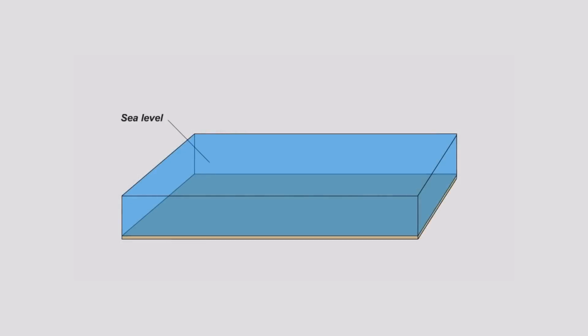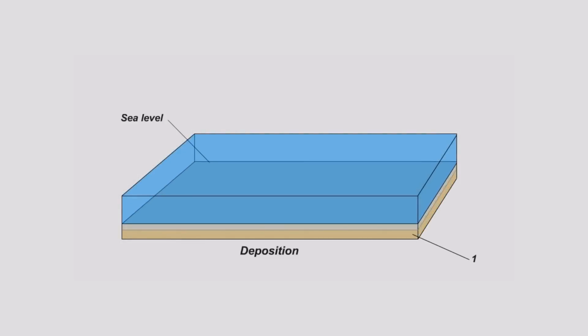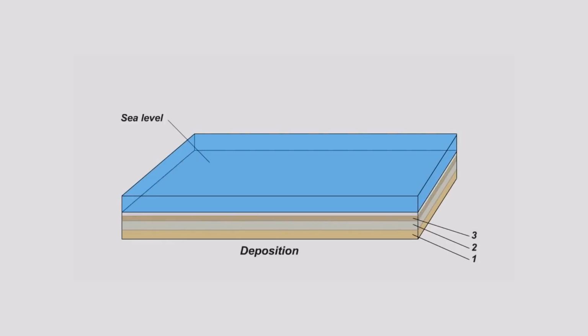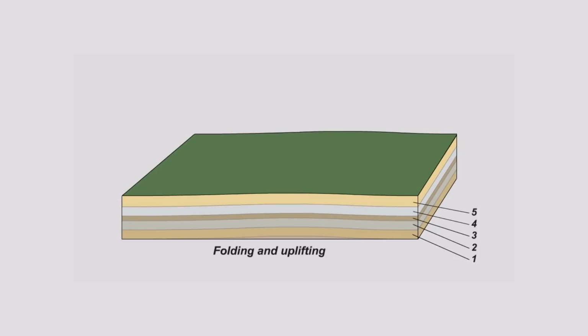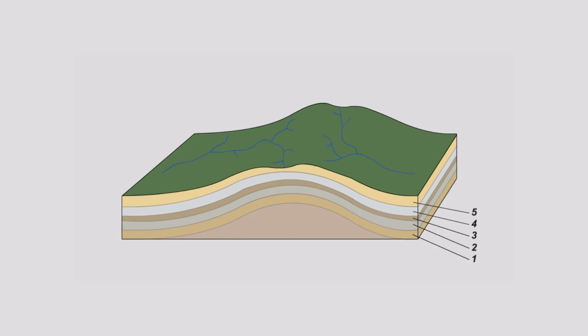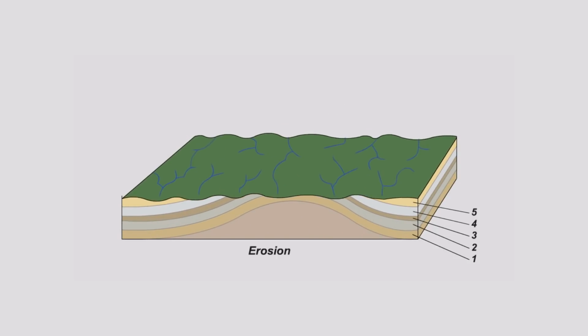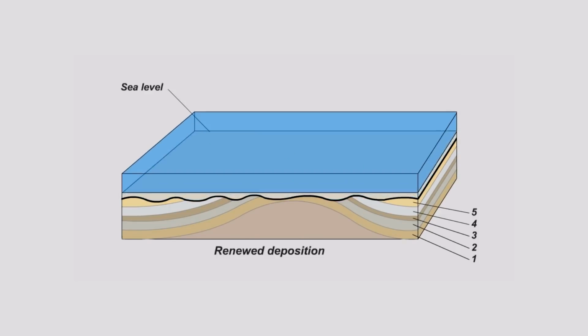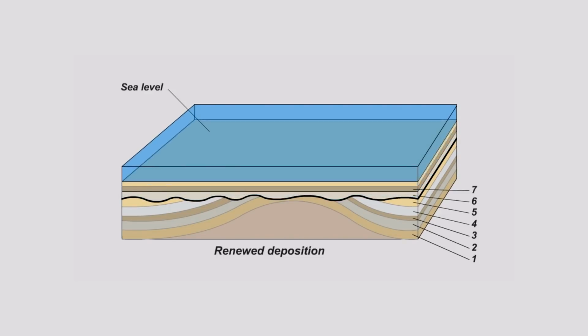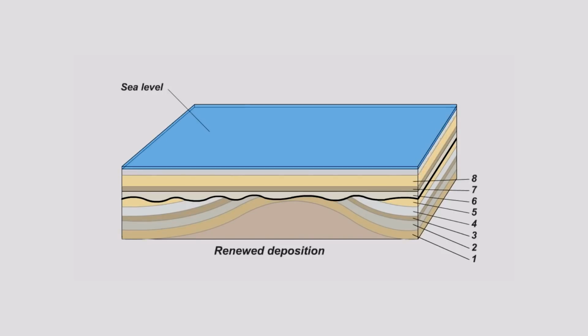We're going to go back to our animation, and we have horizontal layers forming underwater. And this is from deposition. And then they're going to be uplifted and deformed. And when they're uplifted out of the water, they get eroded and weathered. And so stuff is taken away. But then they sink back under the water and new layers form on top of that weathered surface.